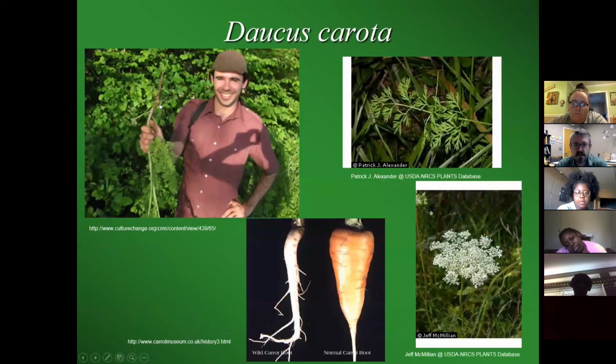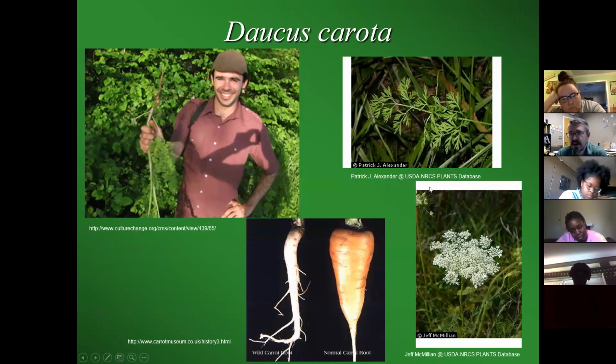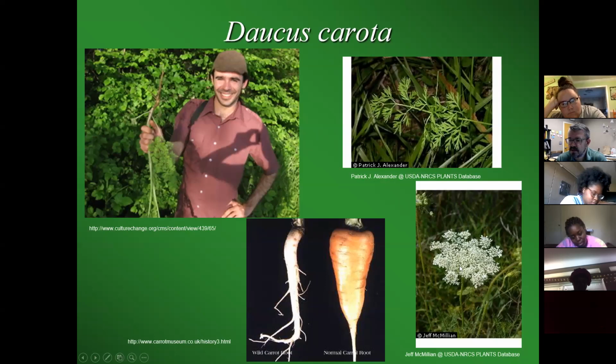So here's a guy with a wild carrot. I don't know why he's holding it, but that's what I wanted to show you right here. This is a normal, domestic carrot versus a wild one. It may not taste as good, but it is a carrot and it is edible. You can eat carrot leaves. I'm not sure, but I think there may be some medicinal uses for the carrot flowers, the Queen Anne's lace flowers.